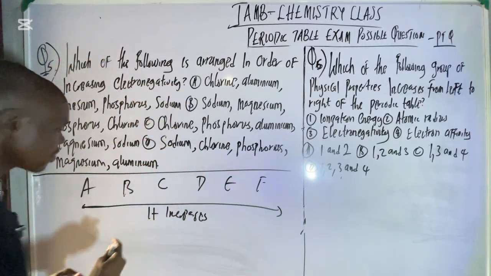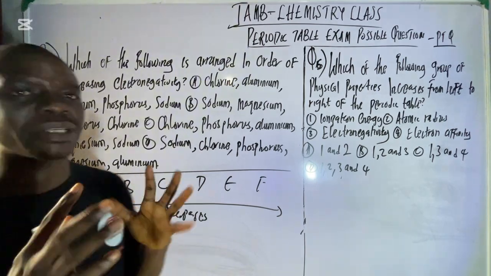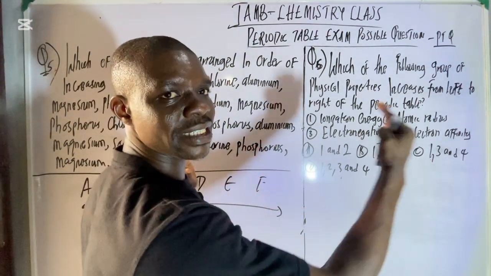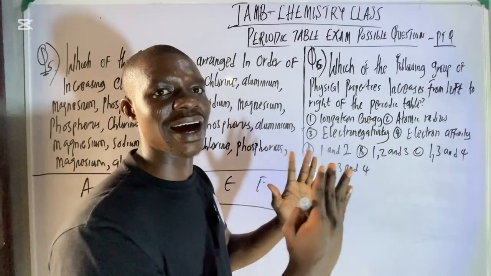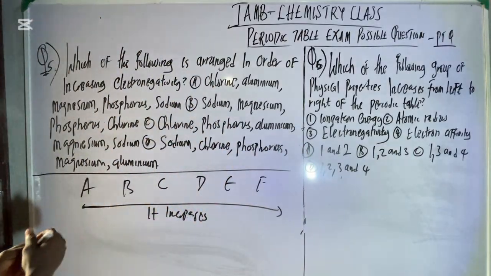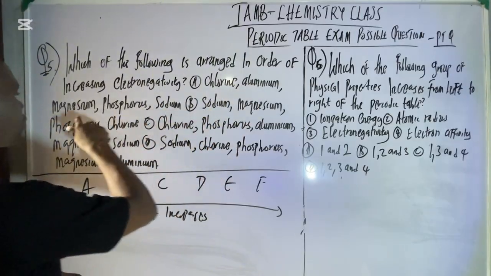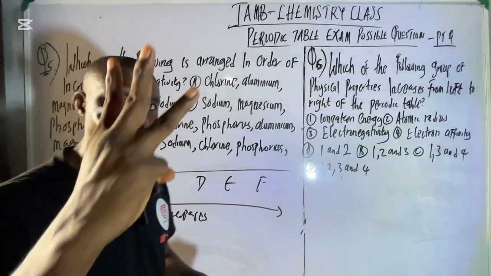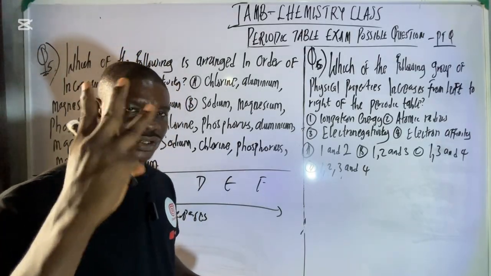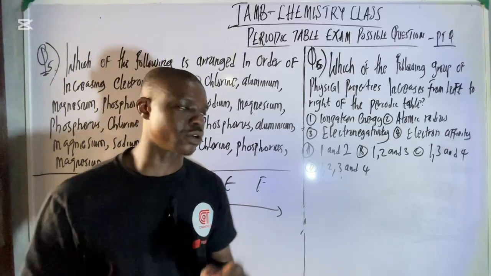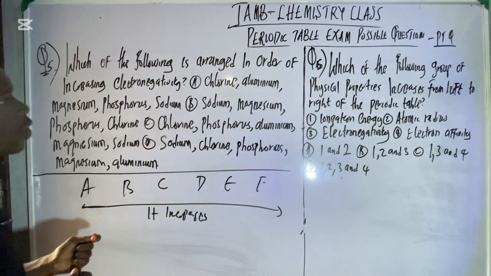So when an element is given to you, you have to arrange it in order of increasing atomic number, the way they are in the periodic table. Now here we have how many elements? 1, 2, 3, 4, 5. We have 5 elements, right? If you look at them, they are all in period 3. So they must be in the same period.